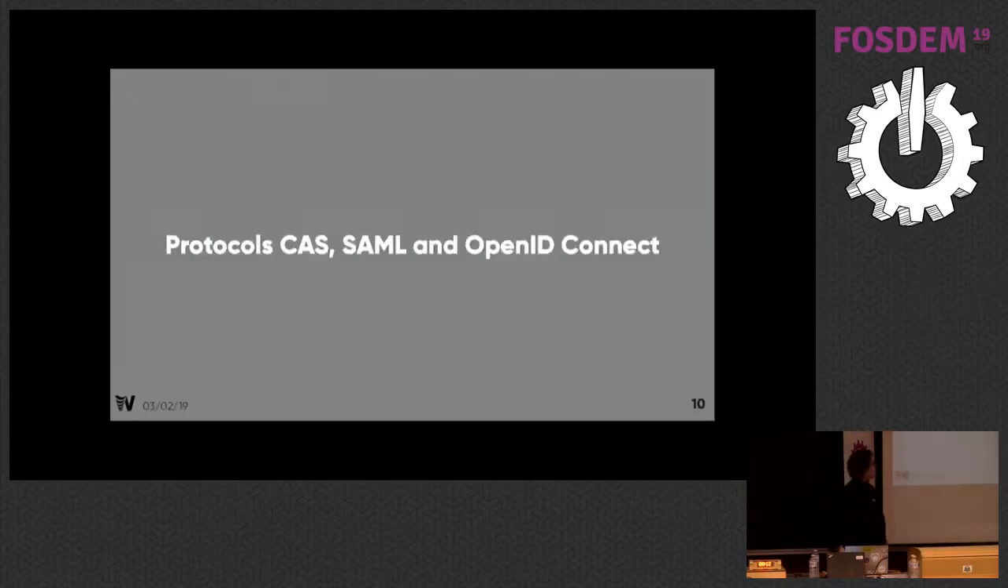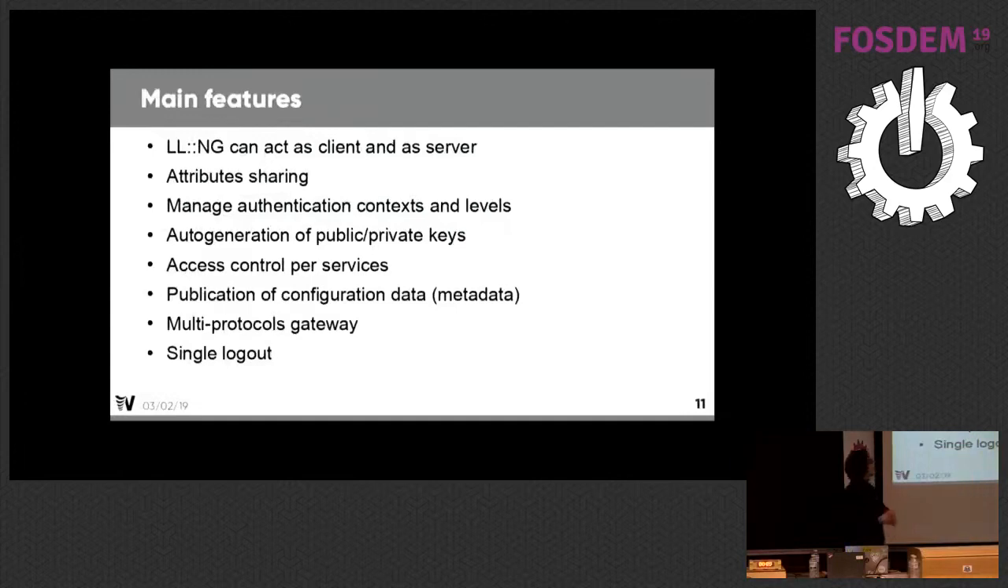Of course, you can use anything on these standard protocols. LemonLDAP NG is a client and server on this protocol. So, of course, it is an identity provider, so you can connect any application that is a CAS client or SAML client to LemonLDAP NG. But if you already have a CAS server or an OpenID Connect server in your organization, LemonLDAP NG can also be the client. So you can delegate the authentication to your main identity server. You do attribute sharing. We do a lot of things in these protocols.